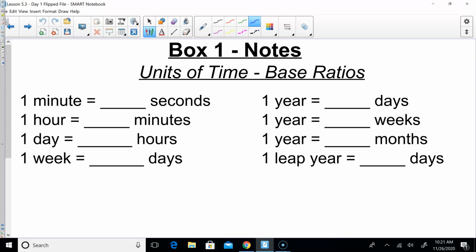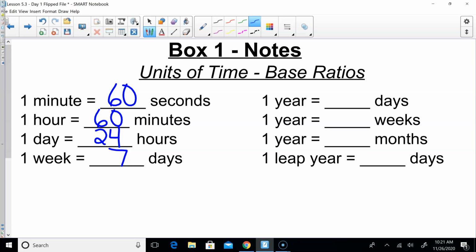So 1 minute equals how many seconds? Probably guess that one. That would be 60 seconds. 1 hour equals how many minutes? That would also be 60 minutes. I think of a little clock. The next one, a day equals how many hours? Well, there are 24 hours in a day. 1 week equals how many days? Well, there's Sunday, Monday, Tuesday, Wednesday, Thursday, Friday, Saturday. That would be 7 days equals 1 week.